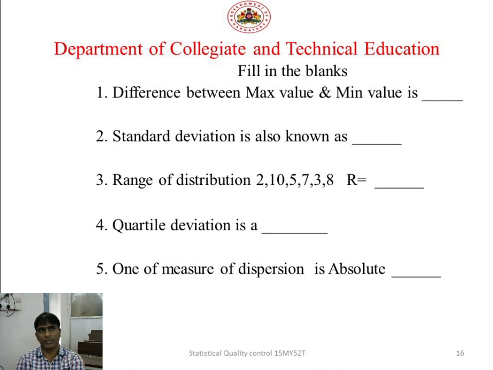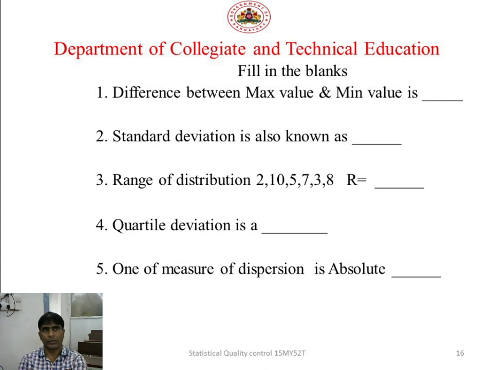Third question, range of a distribution. He has given a distribution: 2, 10, 5, 7, 3, 8. Range is equal to the maximum value minus the minimum value. What is the maximum value? 10. The minimum value is 2. 10 minus 2, the range is 8.